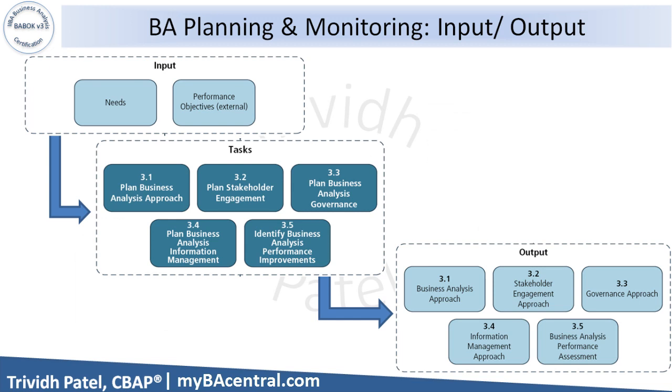This is the input-output diagram for business analysis planning and monitoring knowledge area. Inputs are information consumed or transformed to produce an output and are necessary for a task to begin. Inputs are generated by other business analysis tasks or are generated outside the scope of business analysis. The inputs labeled with the task number are outputs of those specific tasks, while inputs that are generated outside the scope of business analysis are marked as external.